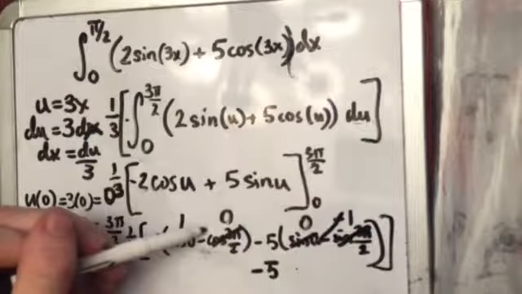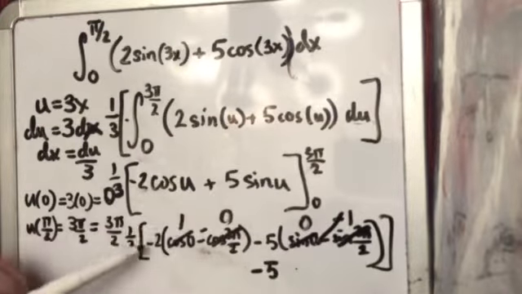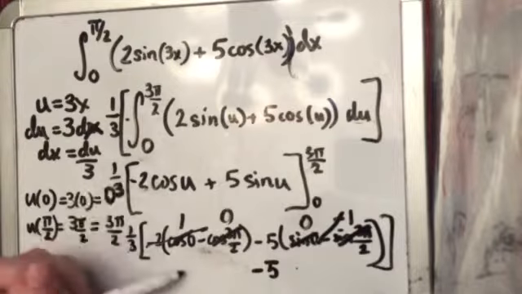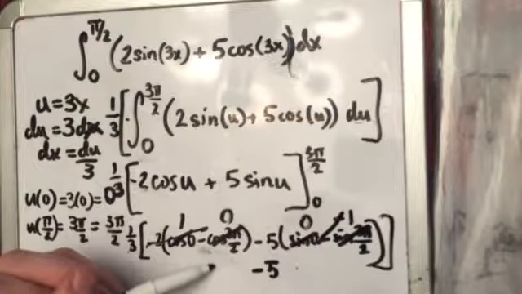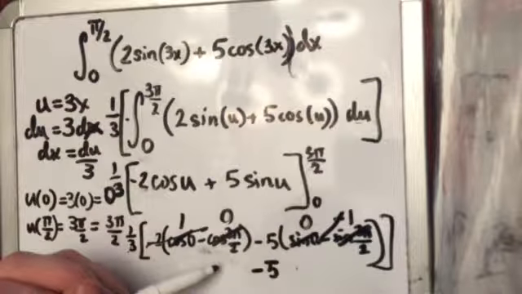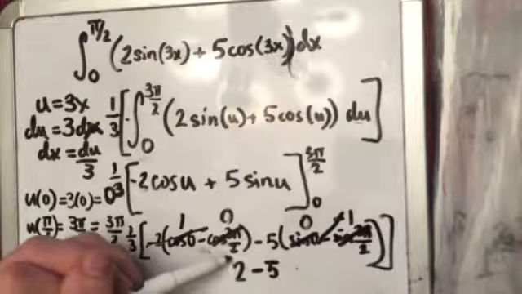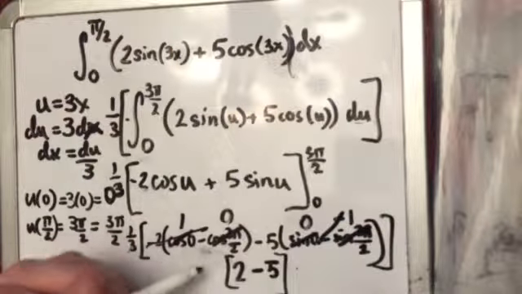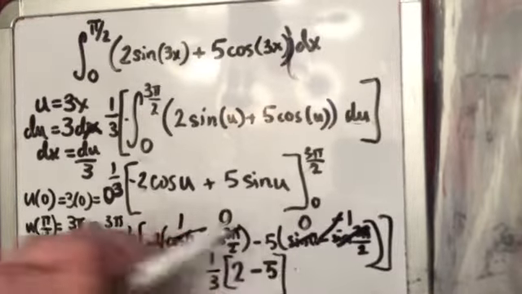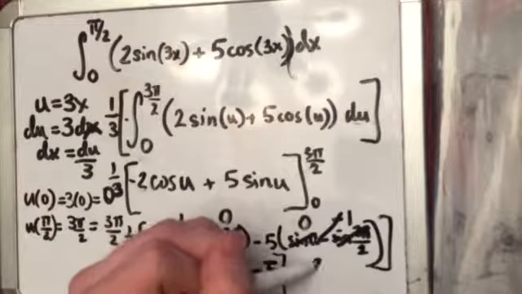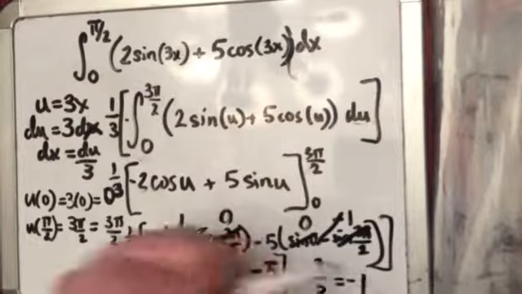Oops, there's another negative out here. So that negative cancels out as well, and so you're left with 1/3 times 2 minus 5. So that equals negative 3 over 3, which is negative 1.